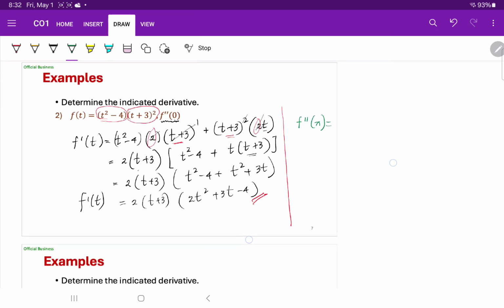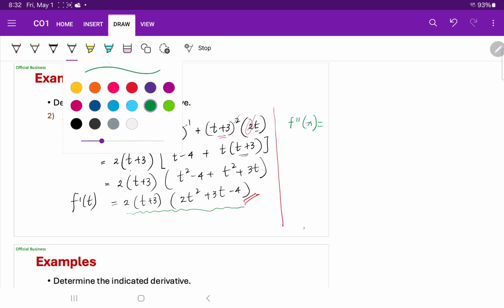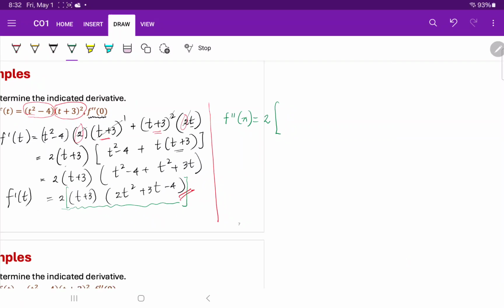So for the first derivative, what formula will you use? To find the derivative of this one, what will you use? Derivative of a product, right? But besides the product, we also have here, which one? We also have a constant. So we have a constant here times the product of t plus 3 and 2t squared plus 3t minus 4. So if we have a constant, what we do is we copy the constant first. So we copy the constant first, and then we multiply that by the derivative of the next term.